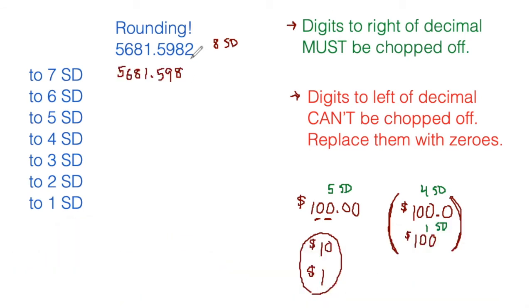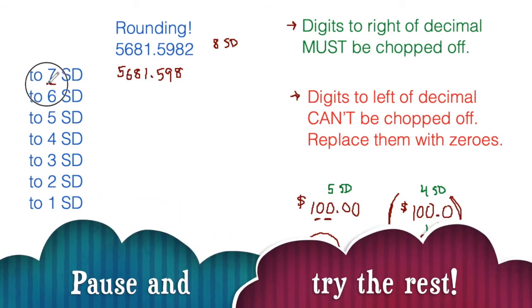When we lose that 2, it's a small number, so this 8 is going to stay the same. It's not going to bump up to 9. And that 2 is just going to go away. It's not going to become a 0. If it became a 0, we would still have 8 significant digits. We want 7 significant digits, so we want that digit gone.